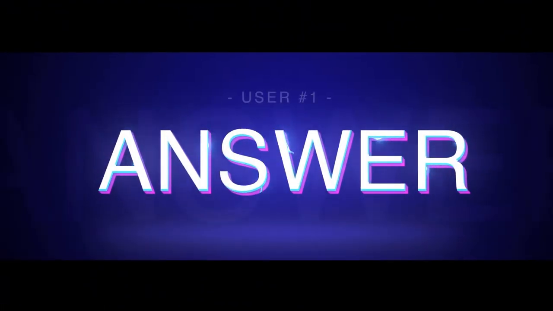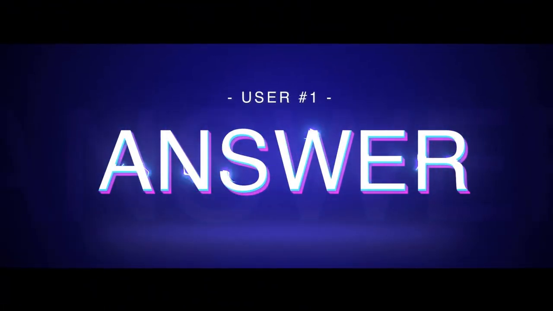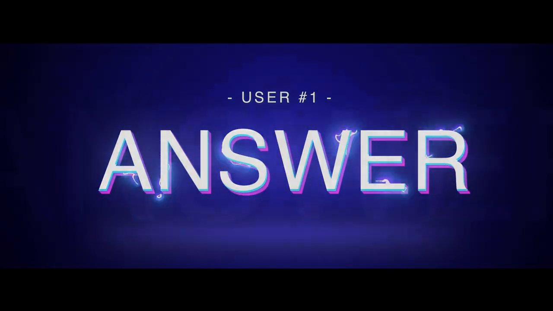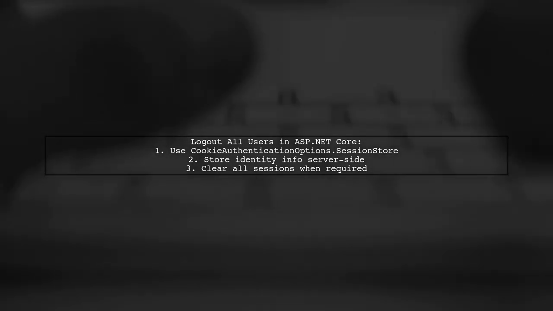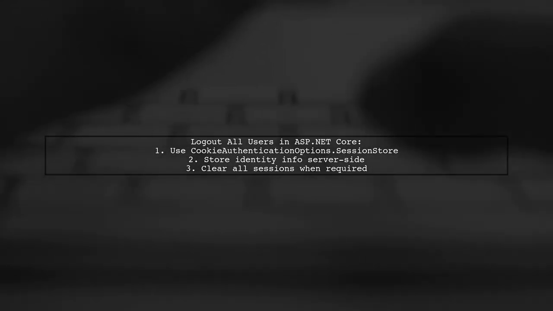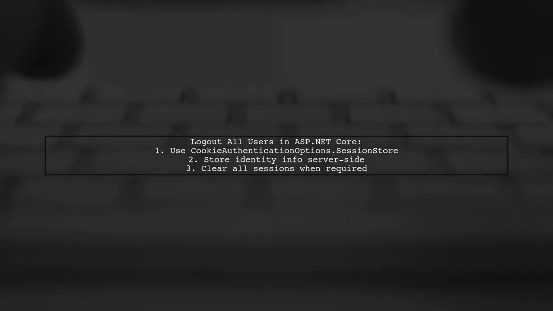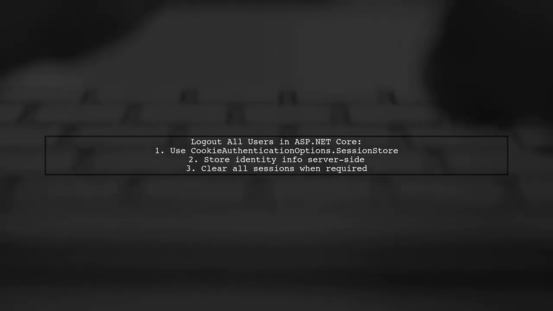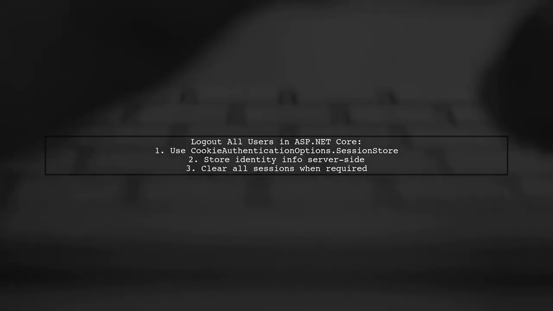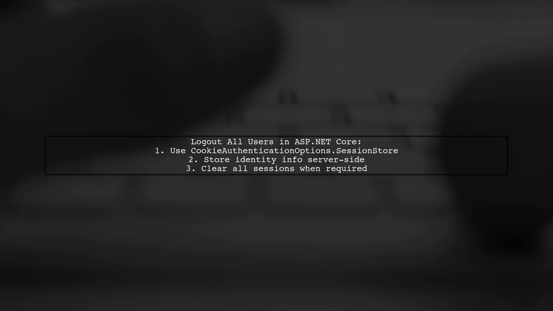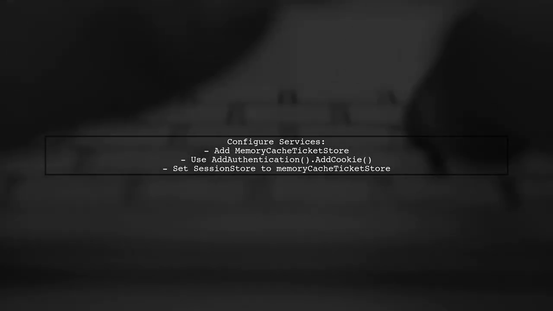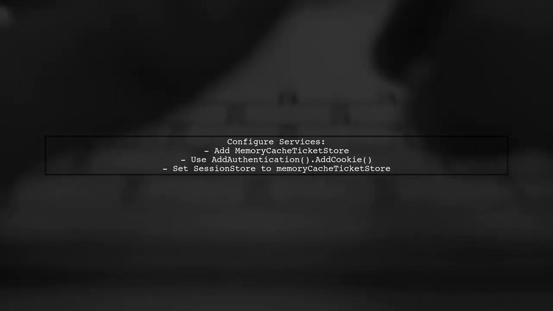Let's now look at a user-suggested answer. To log out all users in ASP.NET Core cookie authentication, you can utilize the session store property. This allows you to store identity information on the server side, making it easy to clear all sessions when needed. First, you need to configure services by adding a memory cache ticket store. This will help manage the authentication tickets.